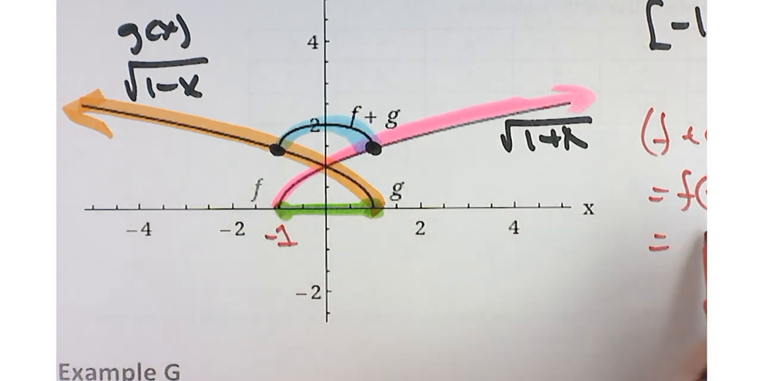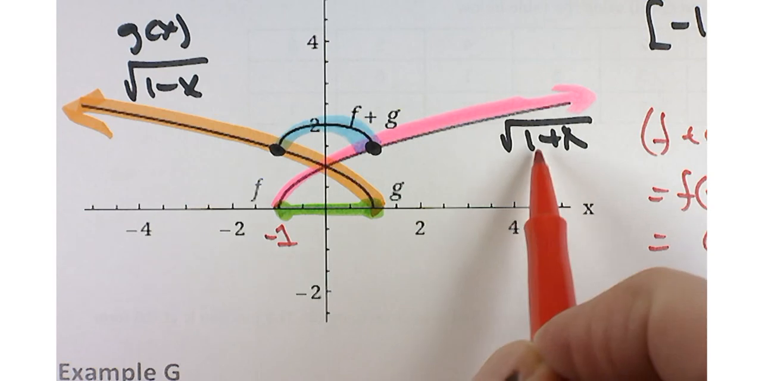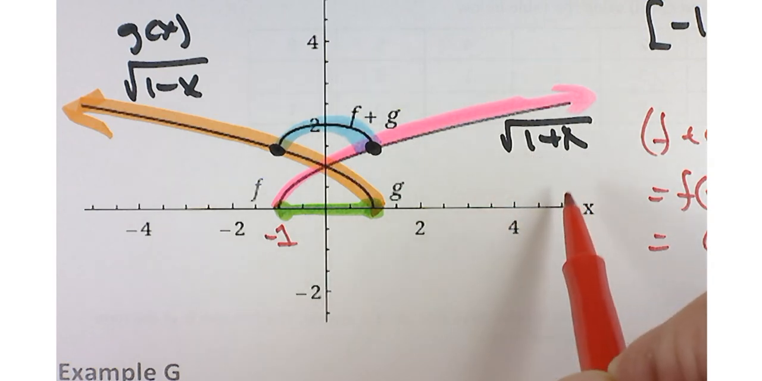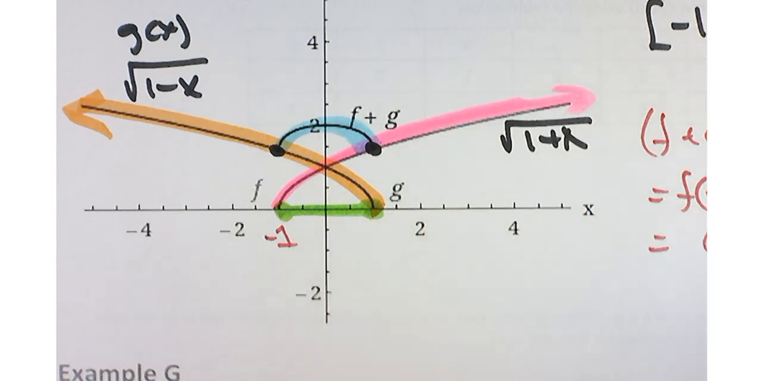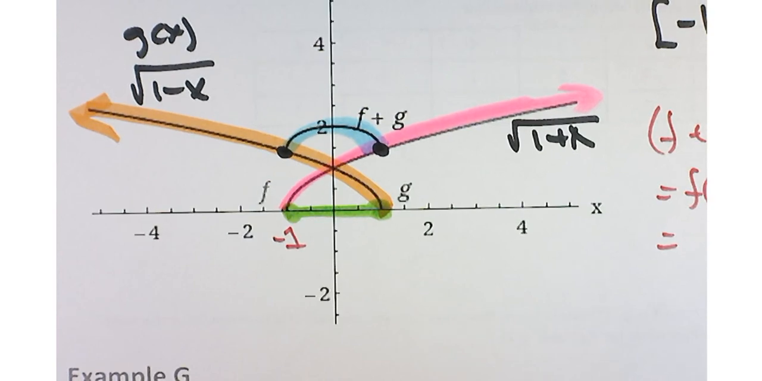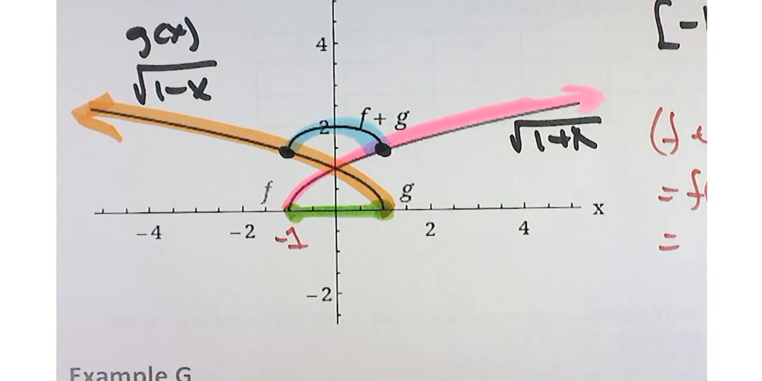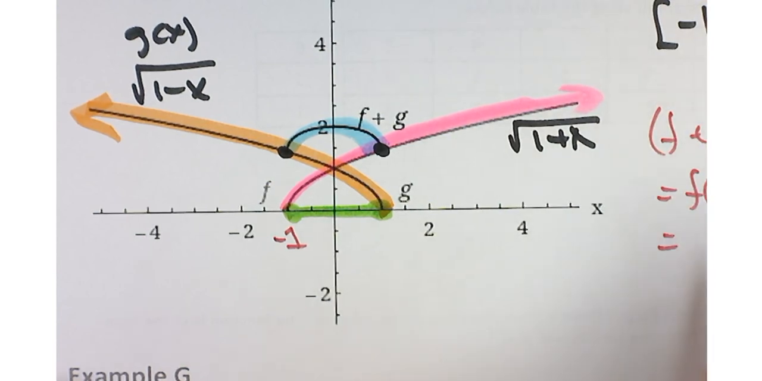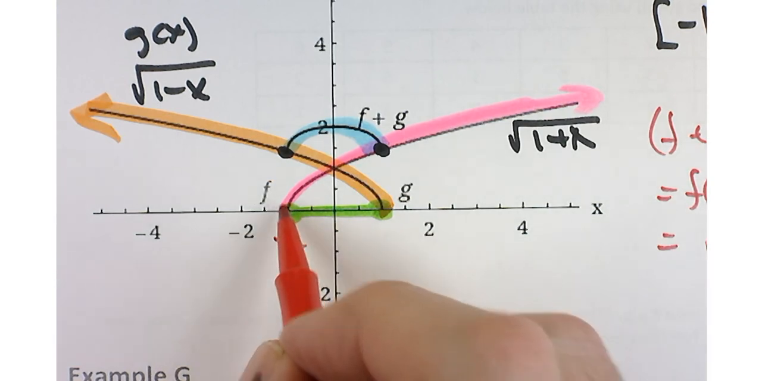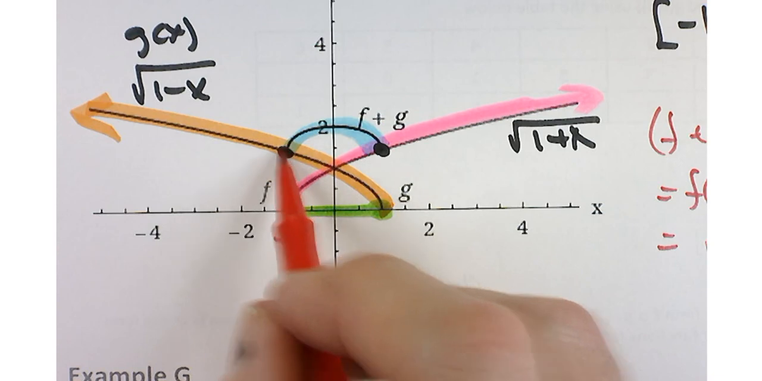F of -1 is 0. G of -1 is the square root of 2. Oh, I got that backwards. G of -1 is 0. F of -1 is the square root of 2. So these are backwards. Now, I'm not really looking for precise values here, but what I'm saying is if you add this value plus this value, that's what gives you this height.